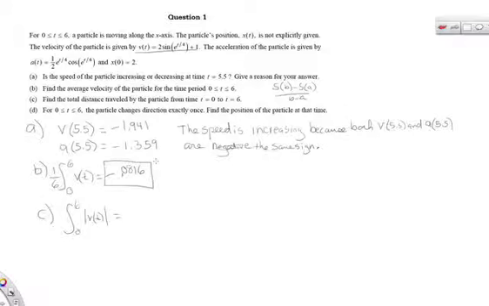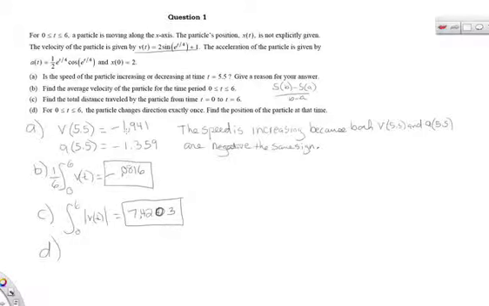And I get 7.2. Oh, what is wrong with me? 4.203. Again, I don't have any units, so really nothing to put there. And part D. For 0 to 6, the particle changes direction exactly once. Find the position at that time.